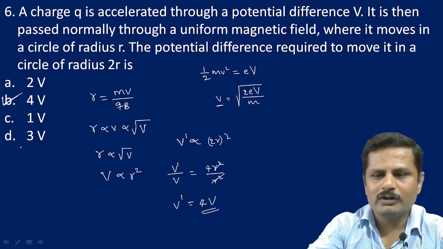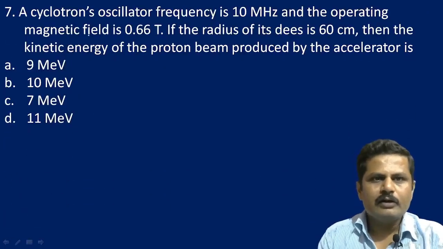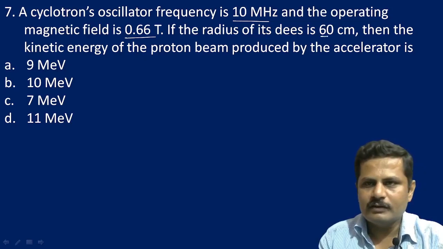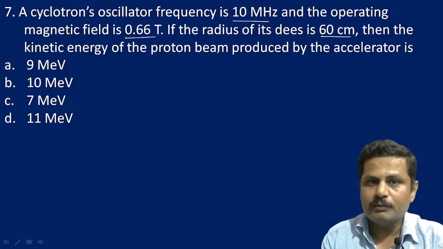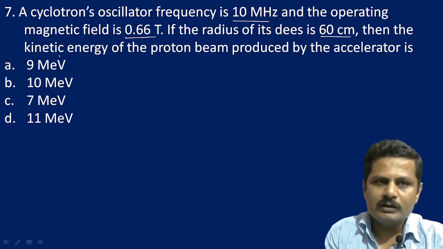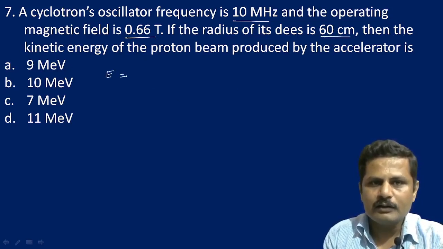Okay. Moving to the next question: a cyclotron's oscillator frequency is 10 megahertz and the operating magnetic field is 0.66 Tesla. If the radius of the disk is 60 centimeter, then the kinetic energy of the proton beam produced by the accelerator is? We know that the energy of the charged particle in the cyclotron is q squared B squared r squared divided by 2m.